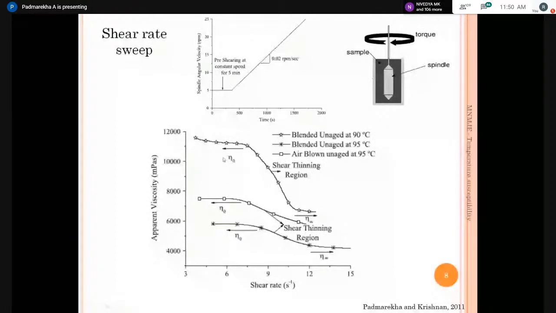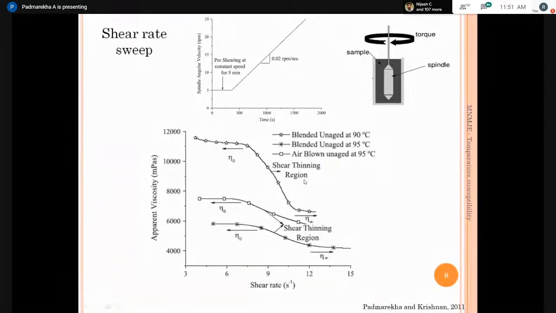The zero shear viscosity in detail will be dealt with by Professor Vandya Chowdhury. And on further increasing the speed of the spindle, you can see that viscosity reduces. Since there is a reduction in viscosity with this increase in the speed of the spindle, we call this region the shear thinning region. And on further increase in shear rate, you can see an infinite shear viscosity. So almost a kind of Newtonian behavior in this.